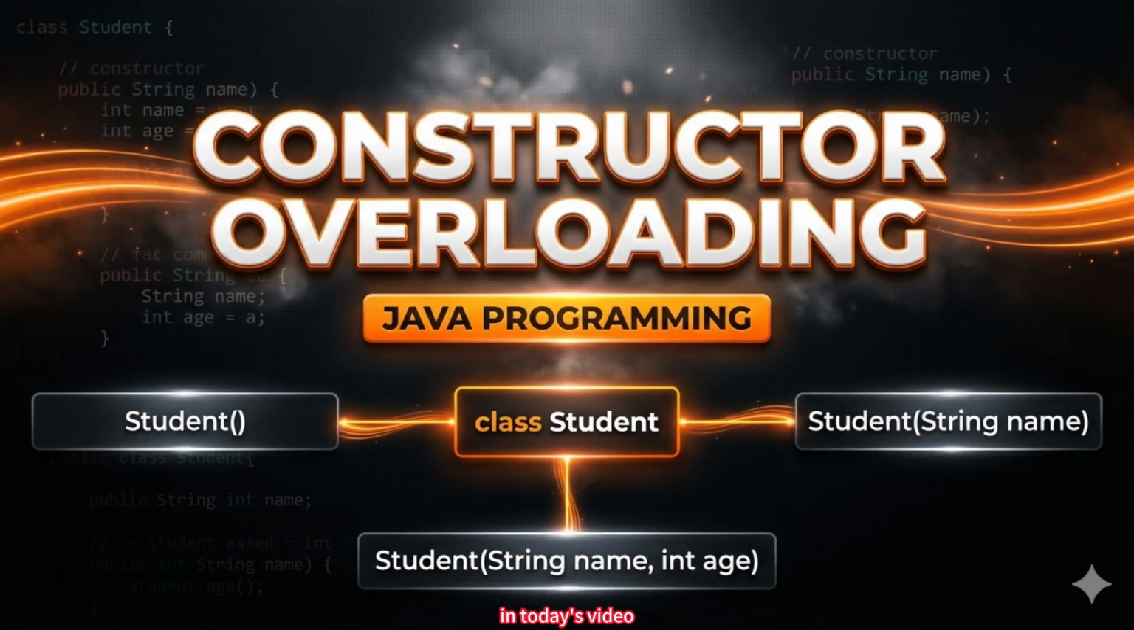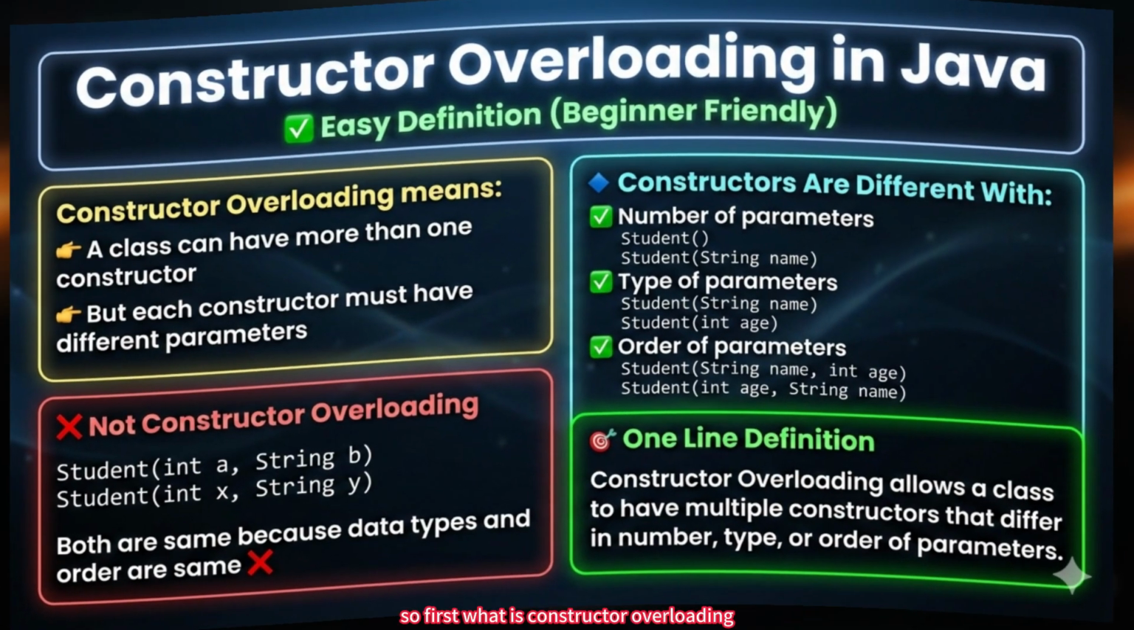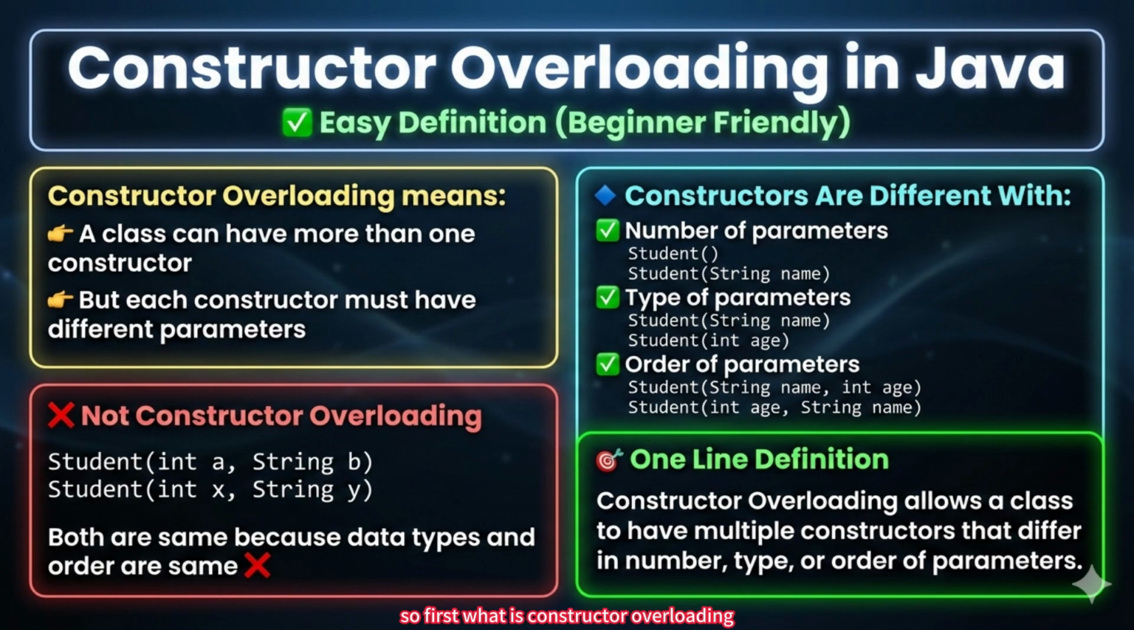In today's video, we are going to understand an important concept in Java, constructor overloading in Java. Don't worry. I will explain everything in a very simple and beginner-friendly way. So first, what is constructor overloading? Constructor overloading means a class can have more than one constructor. But each constructor must have different parameters. That's it. This is the core idea.